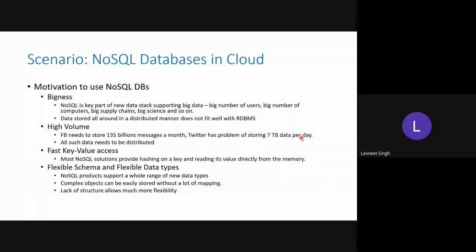Okay, so now we come to the most important technology disruption, I would say, that the cloud has made, at least in terms of database technology. And that is NoSQL databases. I'll talk in general first, and then we will come to the things that this guy is discussing.